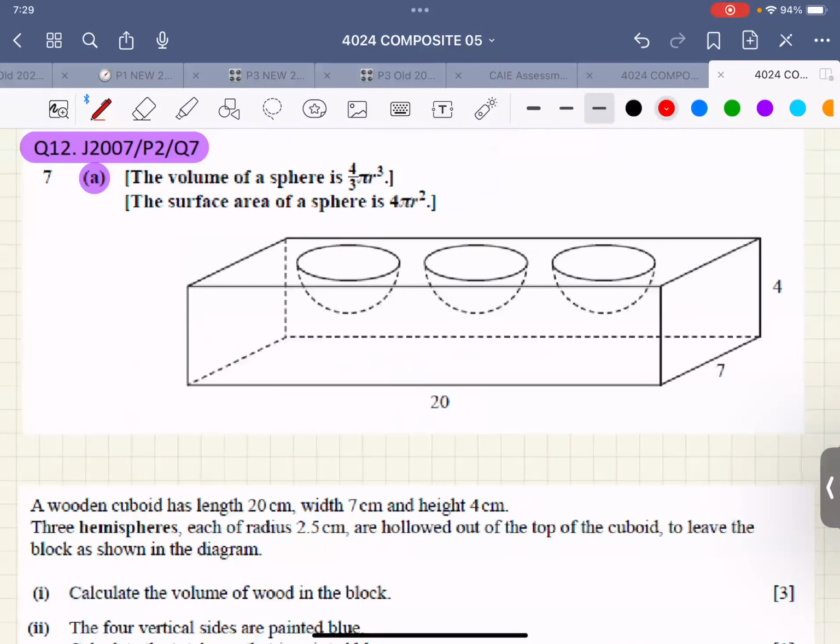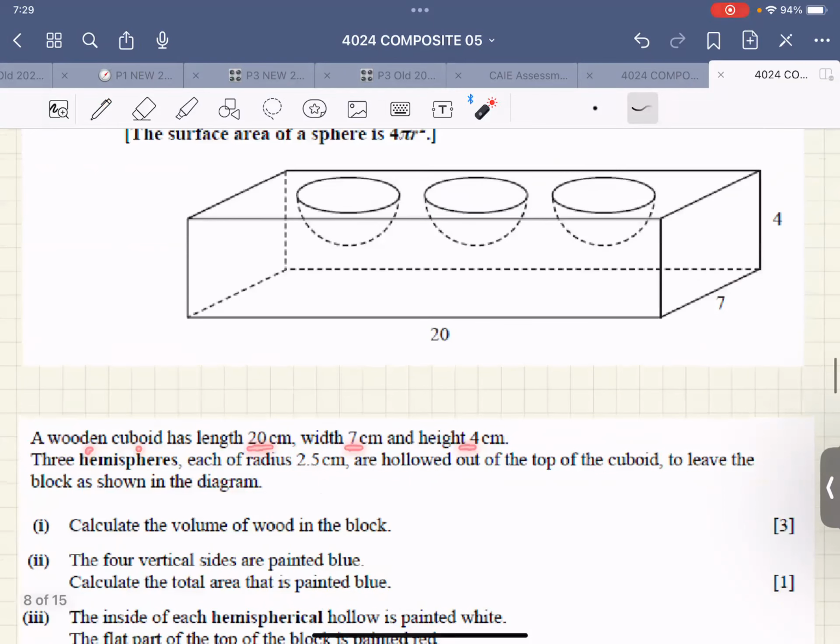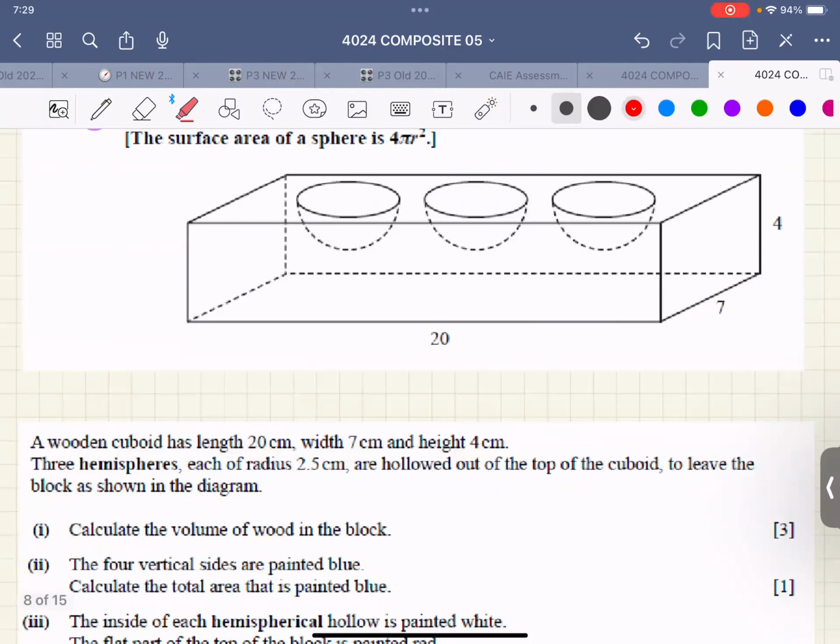That was the whole question written together. Now let me get started with this one. It says the volume of a sphere is this much, the surface area of a sphere is this much, and it says a wooden cuboid has length 20 and 7 and 4. So that's the cuboid. Let me mark it out. That is 20, that's the length. And this is 7, that's the width. And the height is the green one, that is 4.